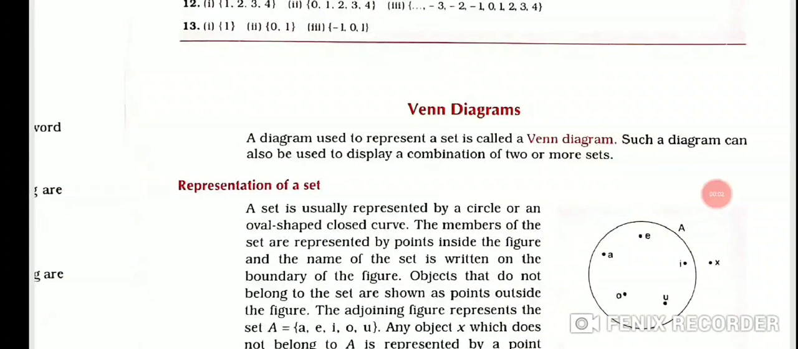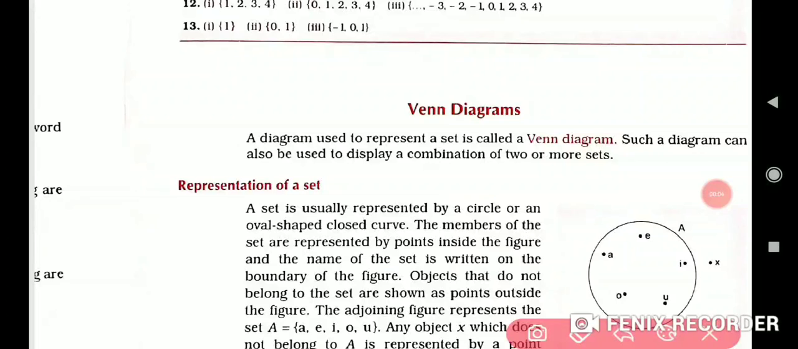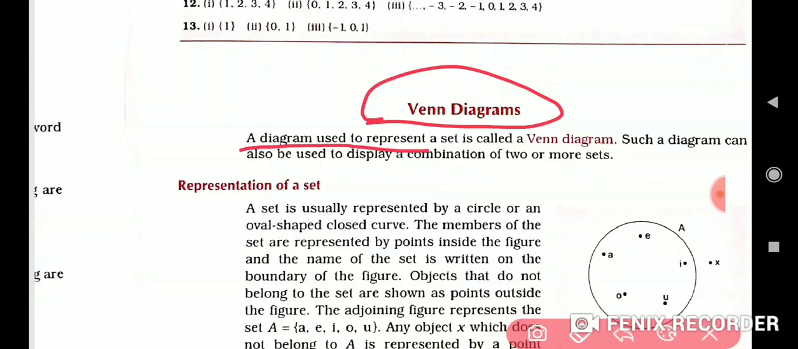Good morning students. This is our next exercise about Venn diagrams, how we can represent a set through a Venn diagram. First, what is a Venn diagram? A diagram used to represent a set is called a Venn diagram. That means you can represent a set, how many elements a set contains, with the help of a Venn diagram.